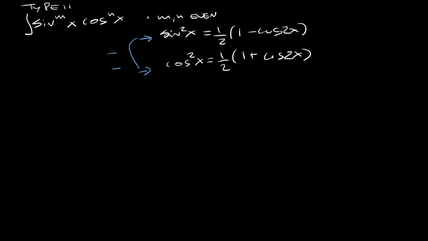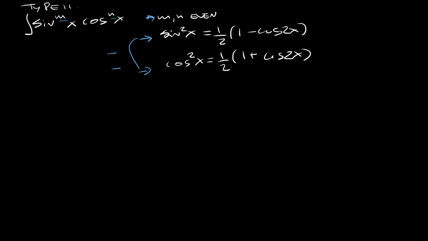In this video, we're going to talk about what I call the case of type 2 integrals. This is the case where both m and n are even. The first case we had, at least one of them was odd. In this specific case, both of them are even. So let's work on an example.